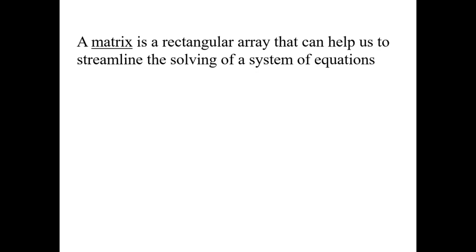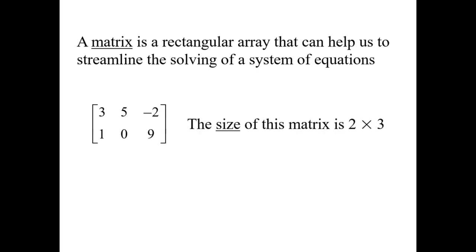So a matrix is a rectangular array that can help us to streamline the solving of a system of equations. Here's an example. This is a matrix. As far as the size of this matrix, we're going to call this a 2 by 3 matrix because there are two rows and three columns. Just remember that the size of a matrix is the number of rows by the number of columns, so 2 by 3. In this book, we use these square brackets as we do in this picture.